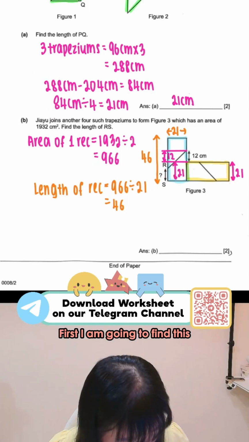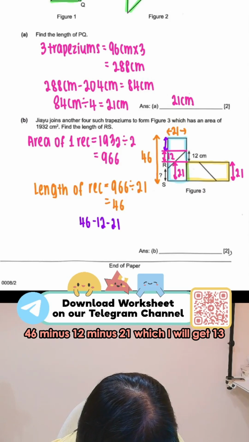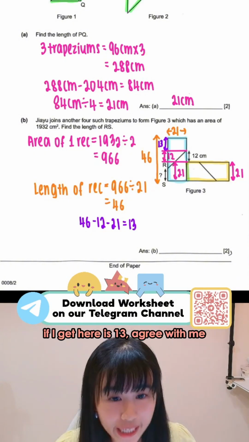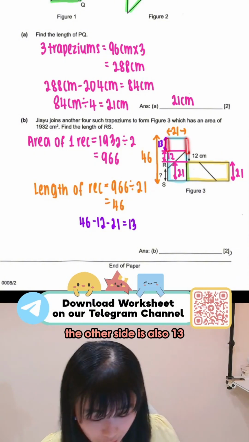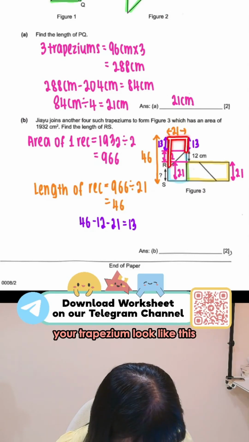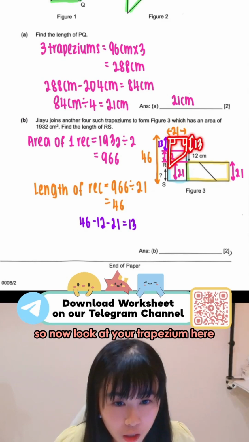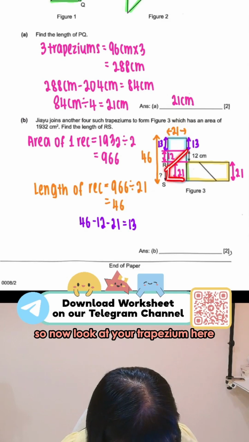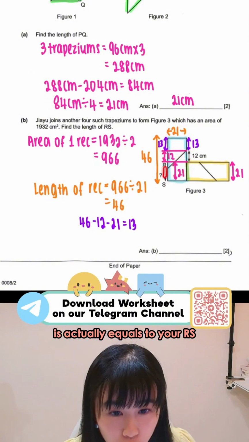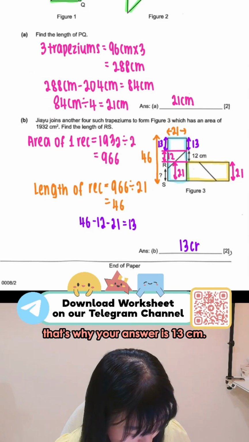First, I am going to find this. 46 minus 12 minus 21, which I will get 13. If I get here is 13, agree with me, the other side is also 13. I want you to look at your trapezium again. Your trapezium looks like this. Your short part right here is 13. So now look at your trapezium here. The long part here is equal to here. The short part here, 13, is actually equal to your RS. That's why your answer is 13 cm.